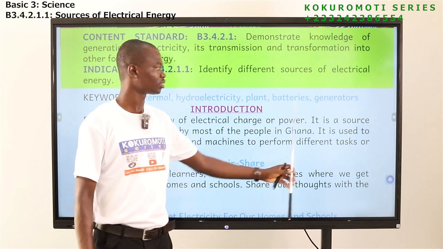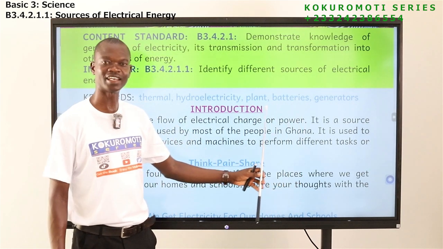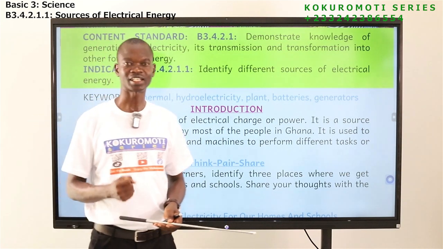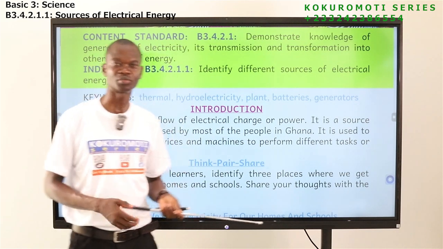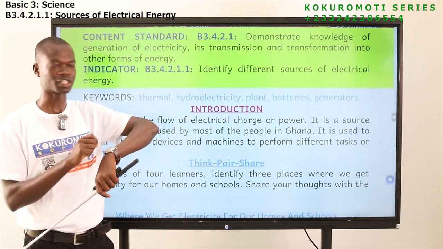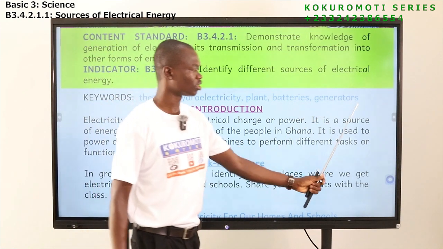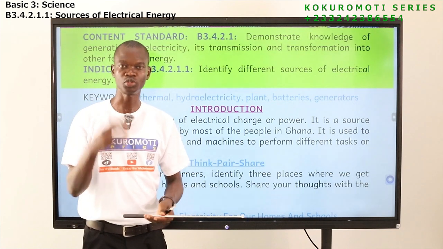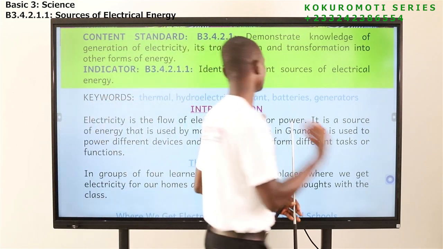Then we have batteries. Batteries too are a source of energy for some machines and devices. For example, a watch needs a source of energy before it can work, and it needs a battery. Then we have generators. Generators are also devices that are used to generate or produce electricity or power to do many things.